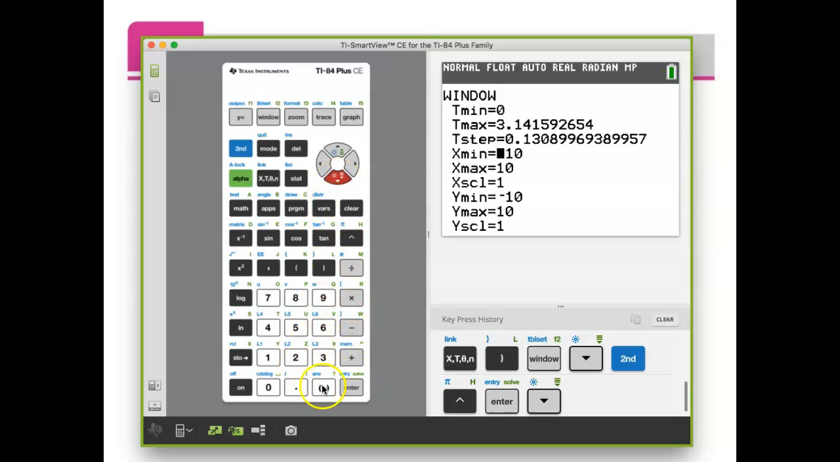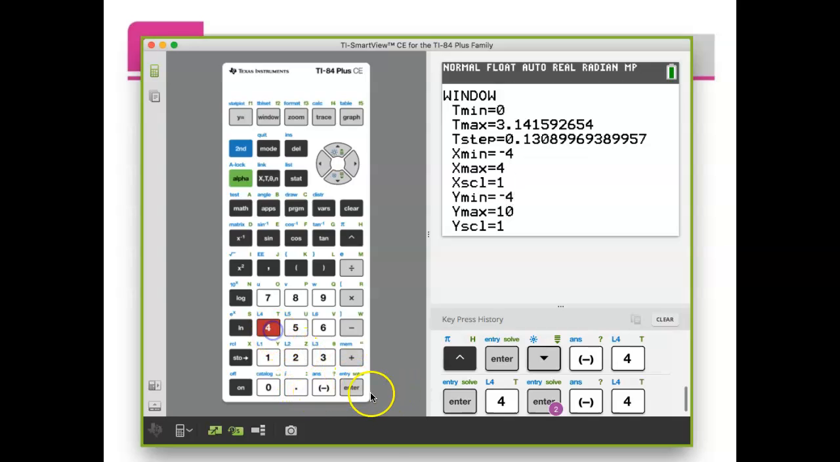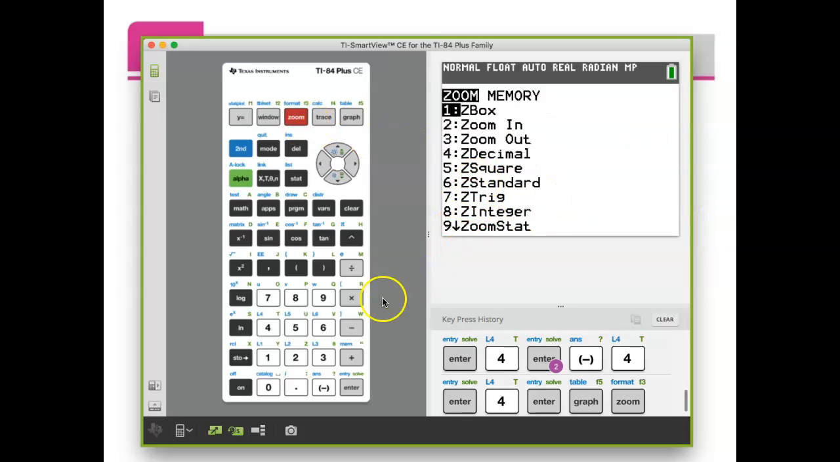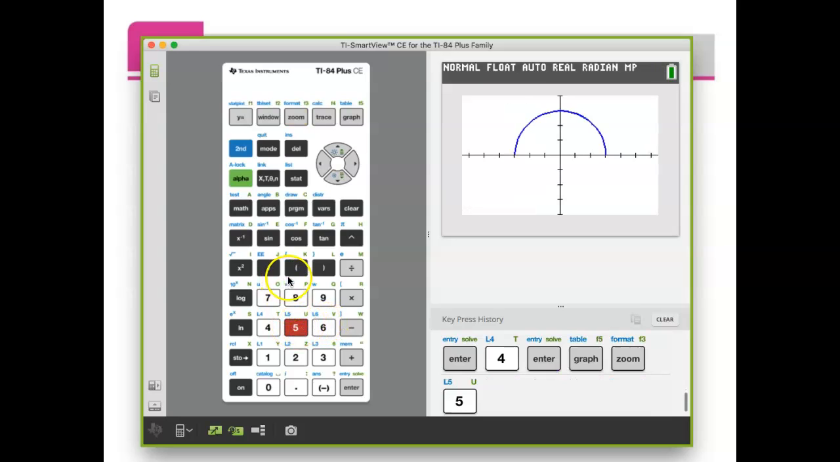And if my radius is 3, I don't really need to see out 10 in every direction. Let's just go 4 in every direction, so negative 4 to 4, negative 4 to 4. And I'll graph that. Kind of looks oblong. Remember, that's just because your calculator has a rectangular screen. So if you do zoom square, that fifth option, it'll account for that and make it more circular. But there you can see I have that semicircle with radius 3, and it's just the top half.